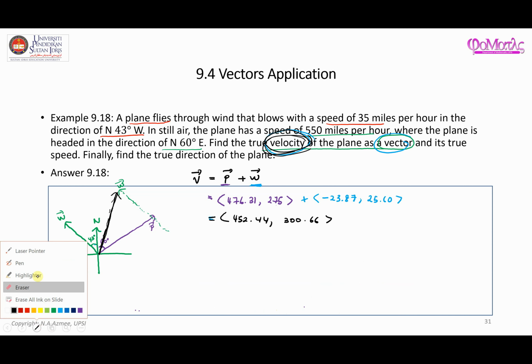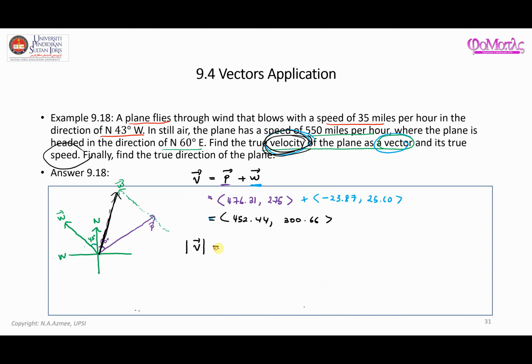Okay, next what we're going to do is find the true speed. That means you are looking to find the magnitude of this vector here. The magnitude is going to be found by taking the square root of 452.44 squared plus 300.66 squared. If you punch in these values into your calculator, you will get that the answer is equal to about 543.23, and the unit is going to be miles per hour. So that's the true speed, and we are done with that.